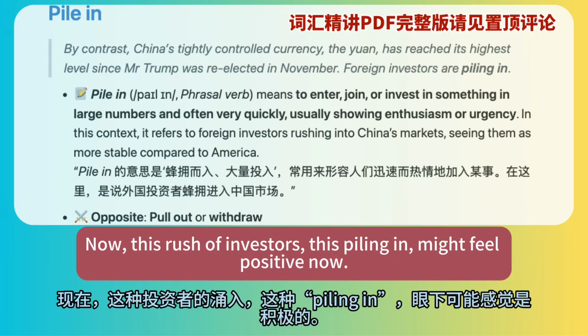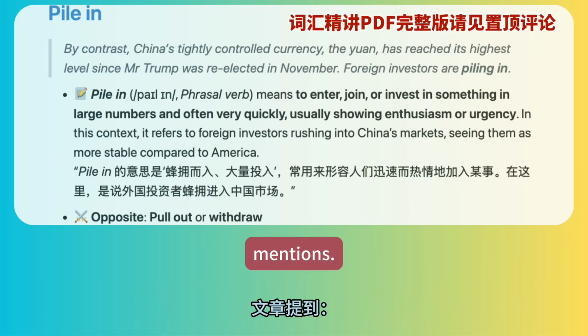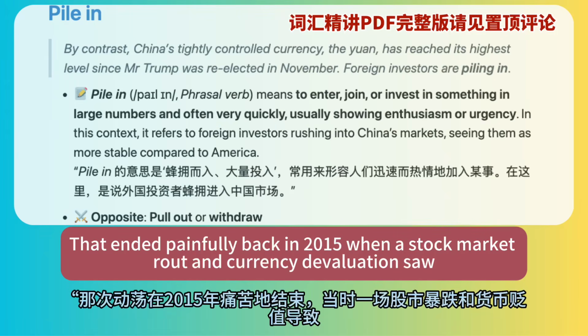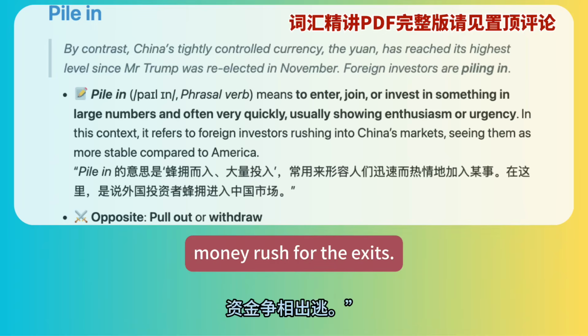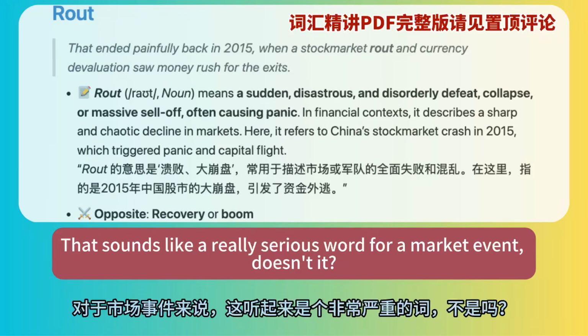Now, this rush of investors, this piling in, might feel positive now. But the article reminds us that China has had its share of financial turbulence. It mentions that it ended painfully back in 2015 when a stock market rout and currency devaluation saw money rush for the exits. Rout. That sounds like a really serious word for a market event, doesn't it?